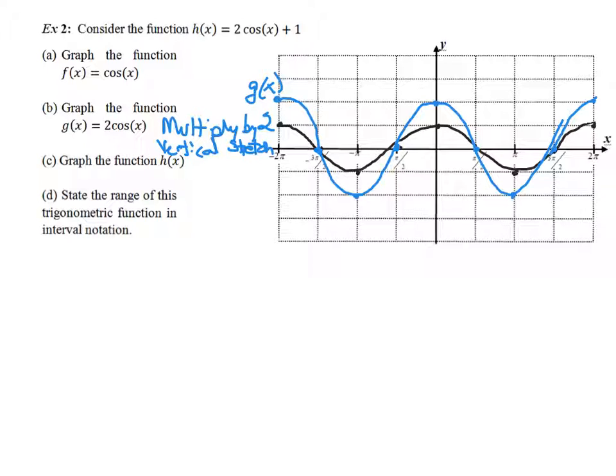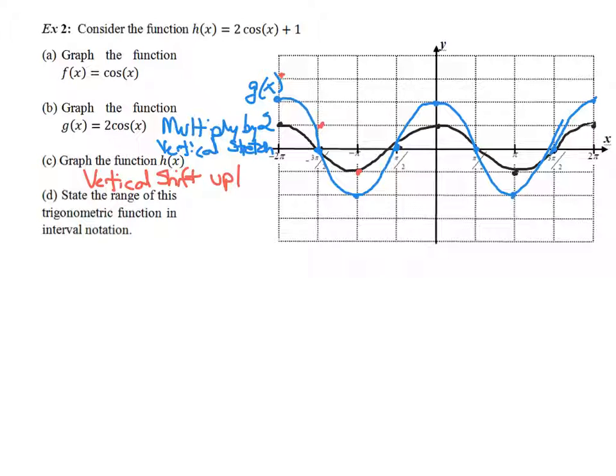Now our last step is to take that blue graph and apply the transformation h of x. So h of x says take the function 2 cosine of x and add 1. So if I'm adding 1, that means that I am doing a vertical shift. And my vertical shift is going to be up 1 unit. So I'm going to take all the points on the blue graph and move them all up 1 unit.